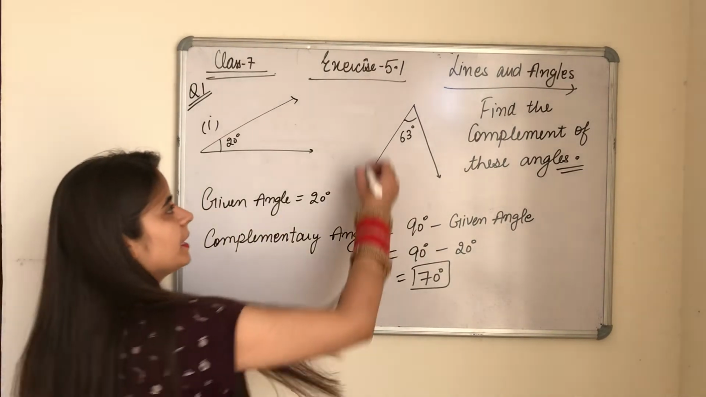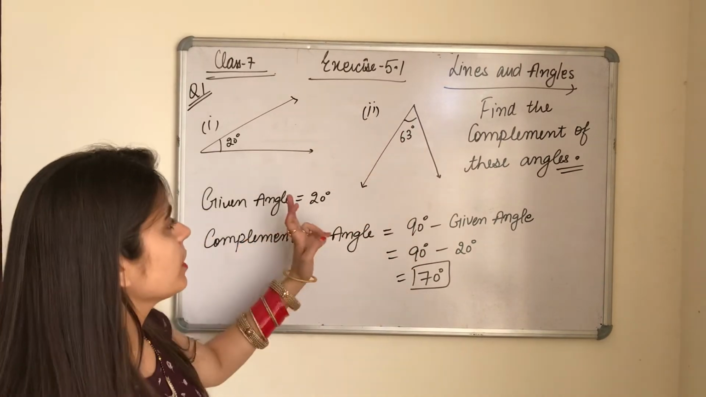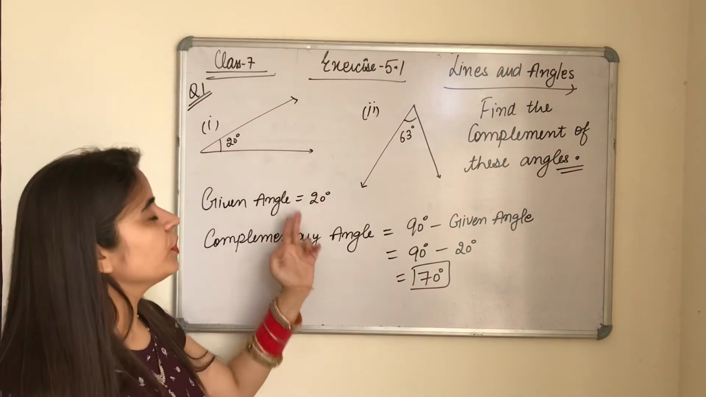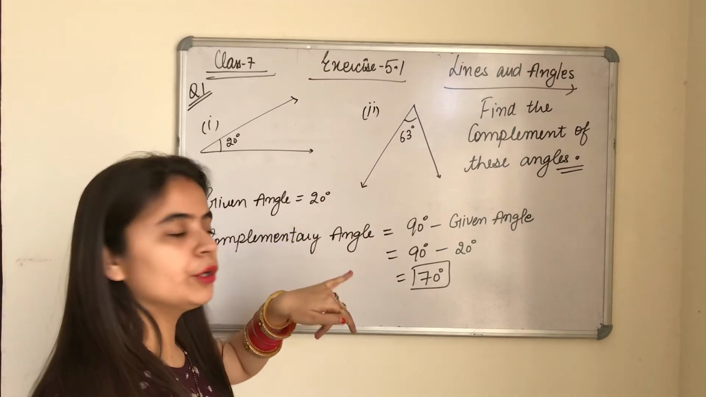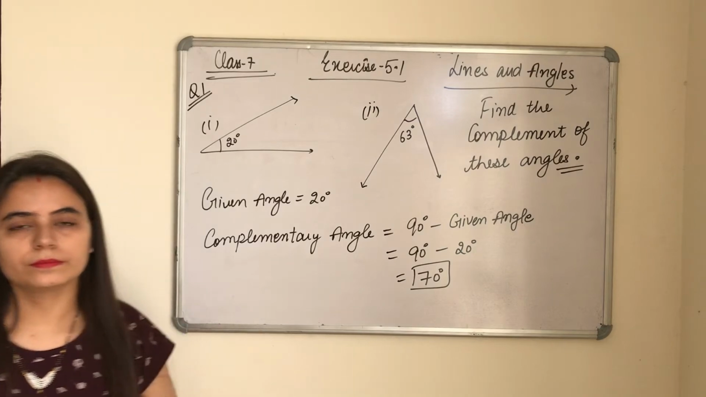In a similar way, we can do question number 1, part 2. It is 63. So given angle will be 63. So we need to find its complement. So what will we do? 90 minus 63 and we will get the answer.